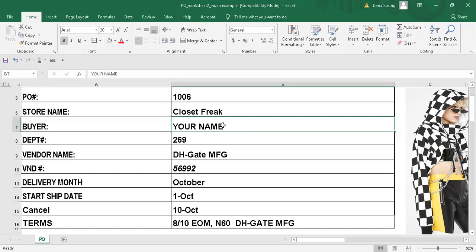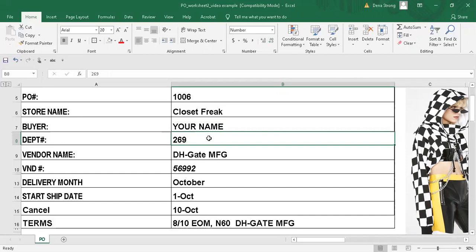You are the buyer, the purchaser of the goods. So always list your name on the purchase order, and then your department that you're buying for. A lot of buyers have specific departments or classifications that they buy for in a retail environment, a corporate environment.